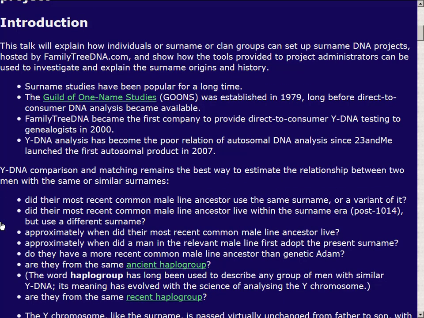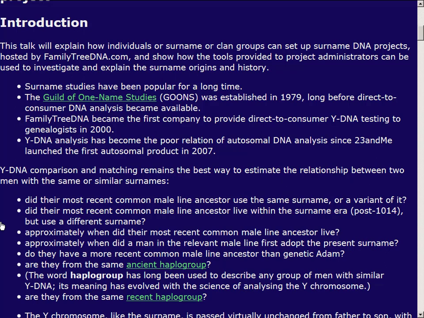But first, some of the questions that you might be able to answer about your ancestors by looking at Y-chromosomes. You might have two men with the same surname or similar surnames, and they might wonder, are we related, or how are we related? Do we descend from a most recent common ancestor who had the same surname that we have? Or did the surname evolve completely independently in our two male lines? When did our most recent common ancestor live? Was it within the surname era?